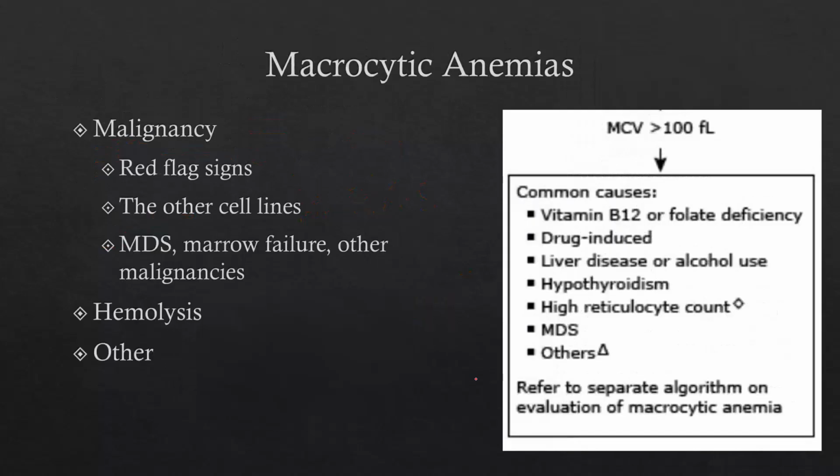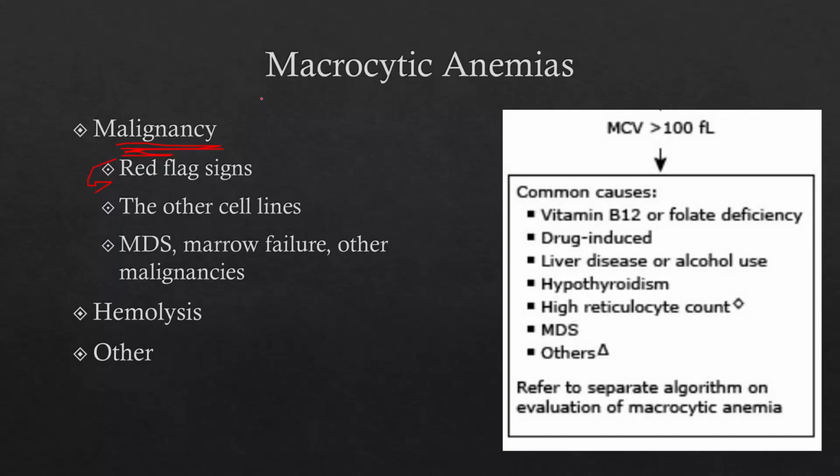All right, let's move on to the macrocytic anemias. The macrocytic anemias also have a pretty broad differential. We're going to try and break this down as simply as possible. The first thing with macrocytic anemias that you want to think of is malignancy, okay? Because it's the most crucial, and that's when you look for your red flag signs. Of course, when you're thinking malignancy that could lead to anemias, you're thinking of your liquid cancers, leukemia, lymphoma.